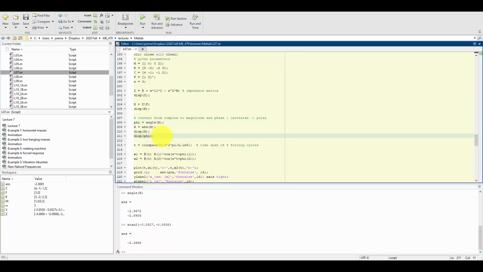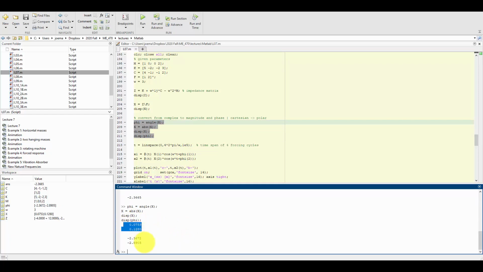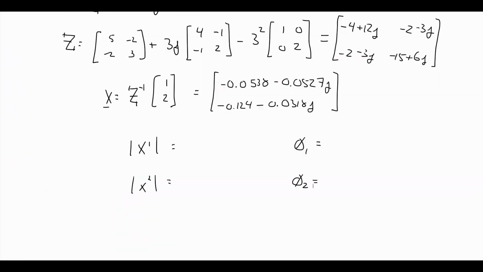So doing this again all together now, we have the magnitudes for each of the steady states and now the phase for each of the steady states. So writing down what we have, the first magnitude 0.0753 and the second magnitude 0.128. The first phase, we get negative, I'll just keep 3 digits here, negative 2.37 radians, and the second, negative 2.89 radians. So now we can put our entire answer together.